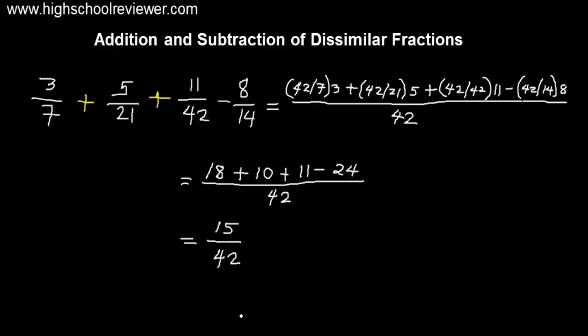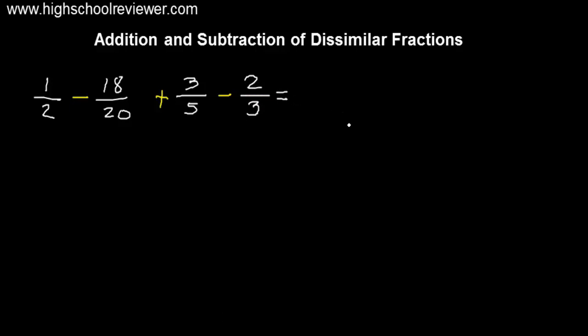42. And we can still simplify 15 and 42. 3 is common between 15 and 42. We will divide 15 by 3. 15 divided by 3 is 5. And 42 divided by 3 will give us 14. Therefore, 3 over 7 plus 5 over 21 plus 11 over 42 minus 8 over 14 is equal to 5 over 14. And this is our final answer.